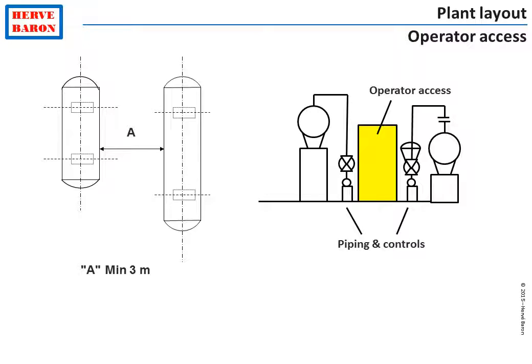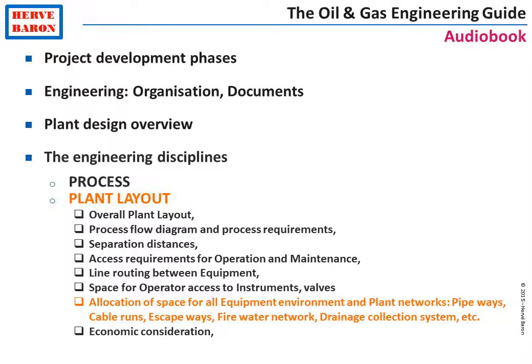This shows that a plant layout engineer needs a lot of experience. It indeed needs to take into account all the equipment environment, even if it is not yet designed and shown in the 3D model. Allocation of space must be made for all the plant networks, including pipes, cables, escapeways, fire-water network, drainage networks, and so on.